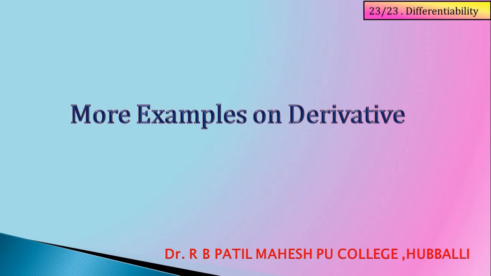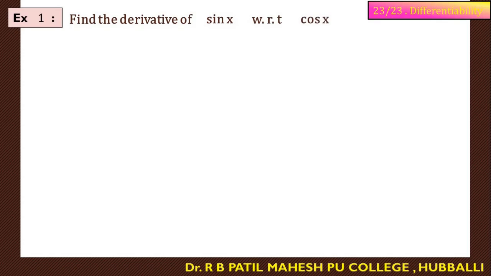Now see the first question. Find the derivative of sin x with respect to cos x. Students, so far whatever we used to find, that is dy by dx, is nothing but the y function with respect to the x variable. Now this question is different. We have to find the derivative of the sin x function with respect to this function. That means the derivative of the sin x function not with respect to the x variable, but with respect to this function.